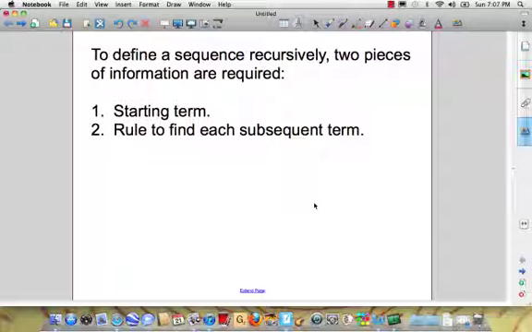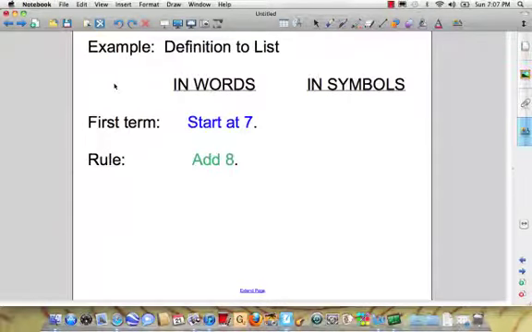Subsequent means the term that comes next, so you give the first term and then a rule to find the next term. Here's an example. This example starts with the definition of the sequence and then looks at the list. The first thing I want you to notice is that I'm giving you the definition of the sequence in words. I'm telling you where to start and where to go. So let's translate that into symbols.